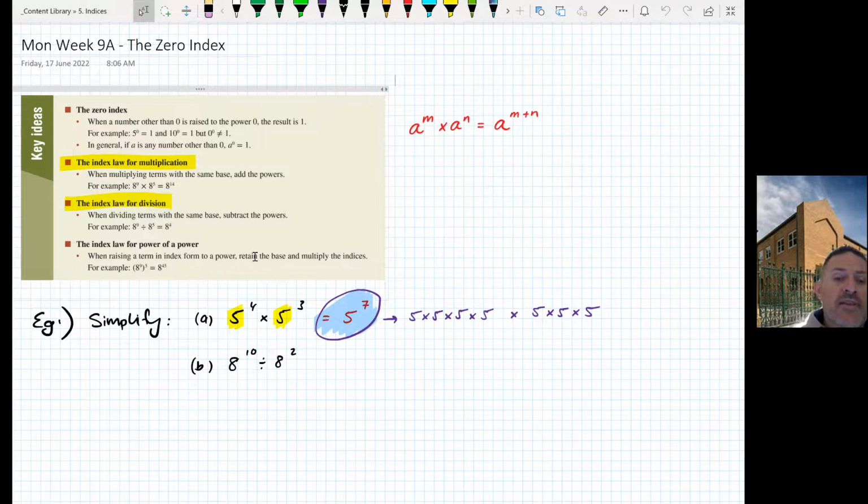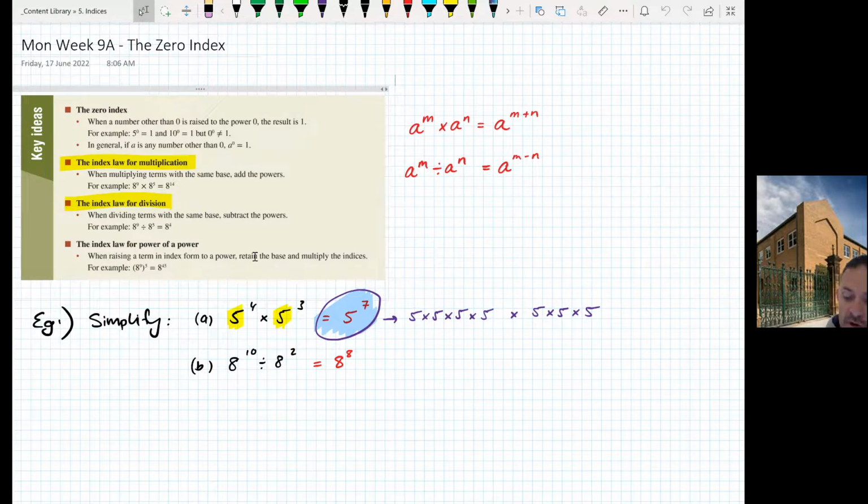Now, likewise, when we look at the division, we know the opposite of times is divide. So if we apply that to our law, a to the m divided by a to the n, the opposite of add is subtract. And so that's where we looked at that law that when you are dividing a common base, we subtract the powers. Now, if we looked at this example, 8 to the power of 10 divided by 8 to the power of 2, we would subtract the powers. 10 minus 2 makes 8. And that would be our final answer. Again, we're simplifying it. We're leaving it with a power.